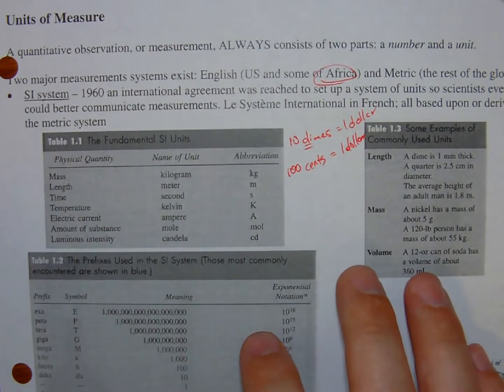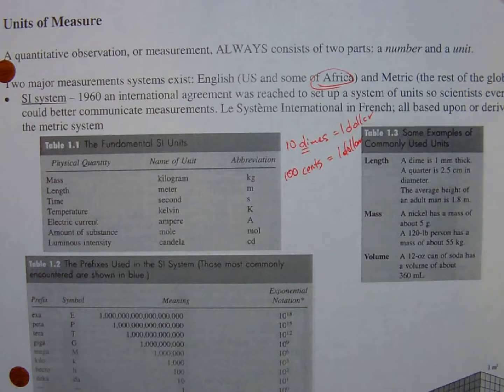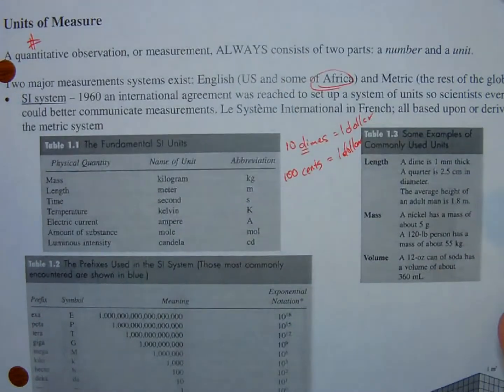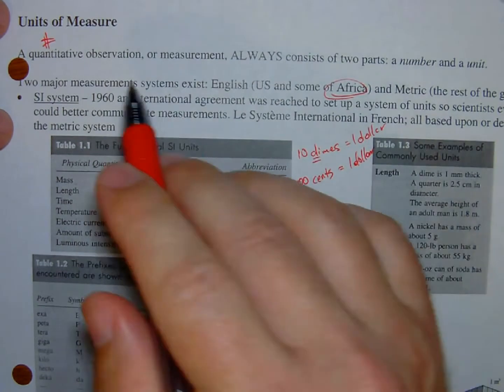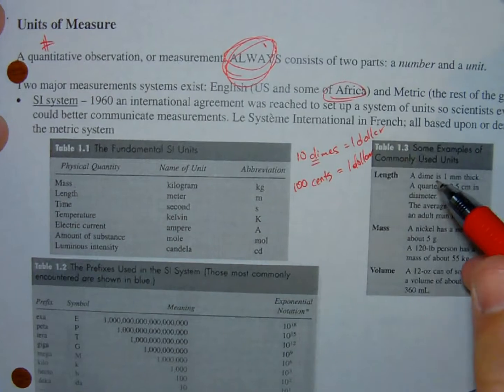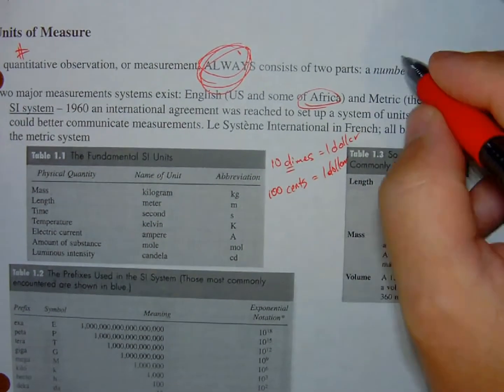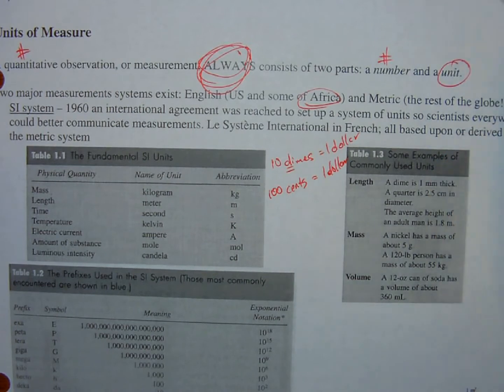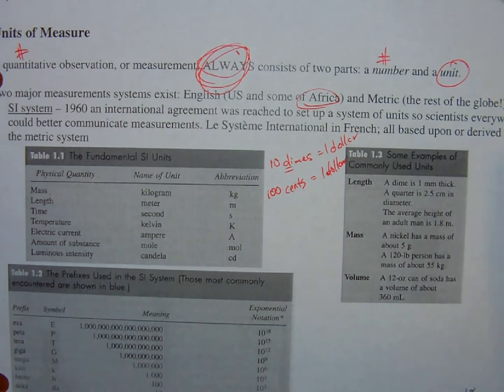Talking about units of measure in general, it's a quantitative observation, right, which means a number, observation or measurement, and it is always going to consist of two parts, right? The number and a unit. Two parts, number and unit.